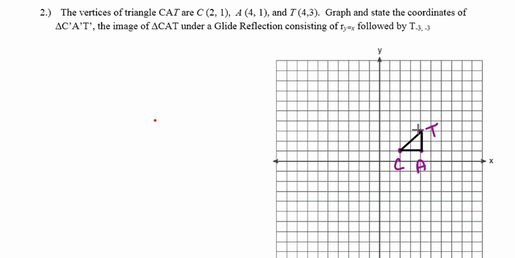This glide reflection is a little bit different, if only because the line of reflection is different than the first one. This question is asking me to reflect those points across the line whose equation is y equals x. We could go ahead and draw that line on our paper.